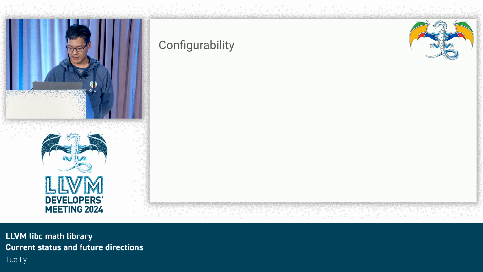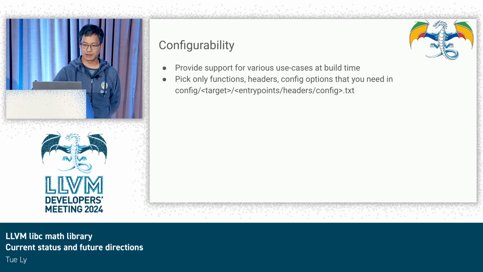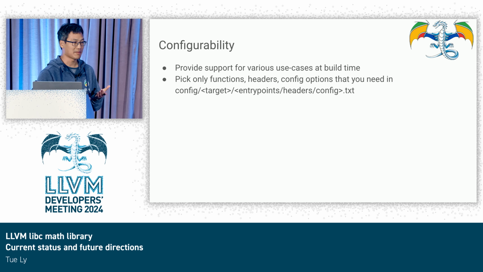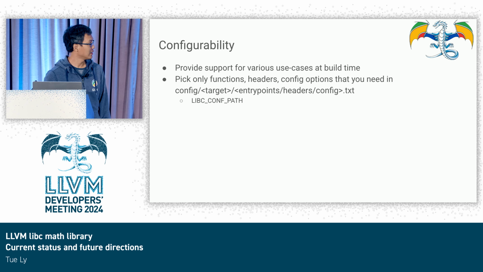About configurability. In our libc, we provide support for various use cases at build time in your config. So you can create your own set of math functions that you like. There might be some dependencies, which hopefully will be resolved. Just create a text file, list the functions, and pass in the path on the cmake command.